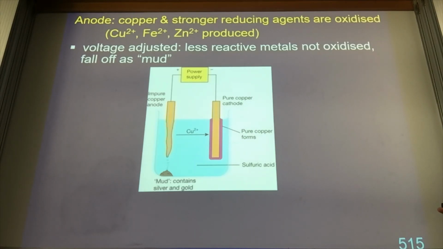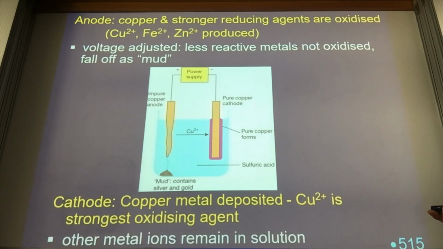What happens at the cathode? Well, the voltage is just enough to reduce copper ions to copper metal. Any of the more reactive metals that formed ions, well, their ions are going to be less reactive ions, so they will not be reduced. Only copper ions will be reduced to form pure copper metal. All the other ions of more reactive metals will simply remain in solution.